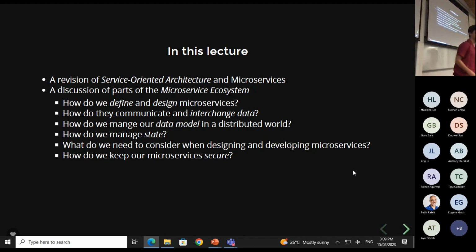So what do we need to consider? Lots of design considerations, a huge number of design considerations that come with this idea of let's split things up. And how do we keep things secure? Because security is important.